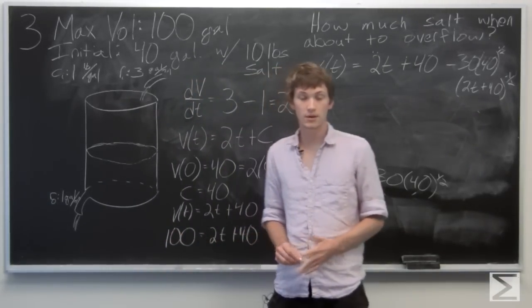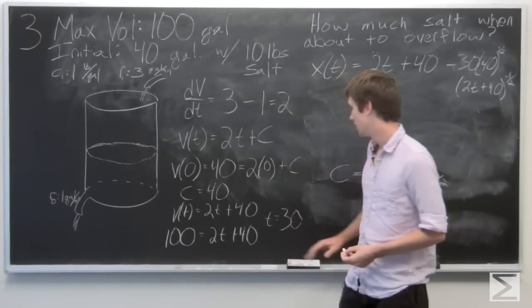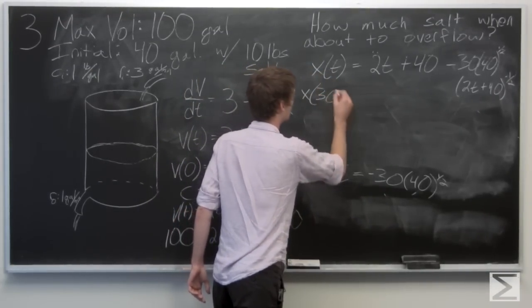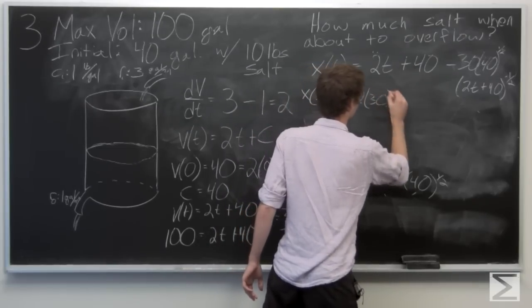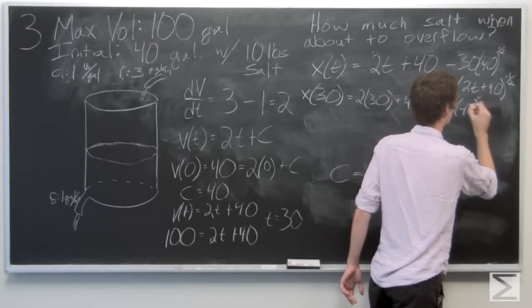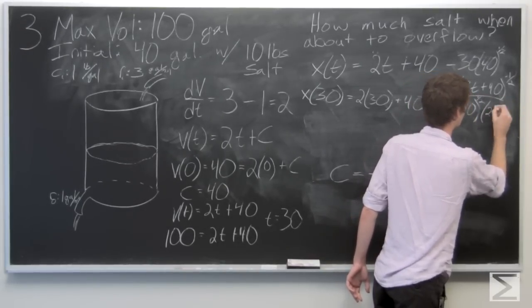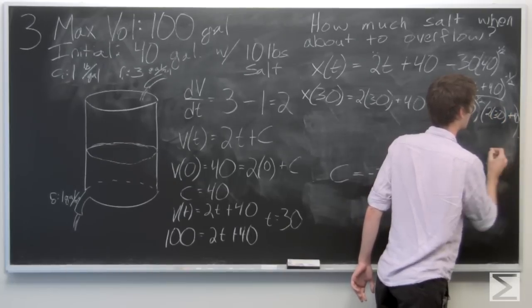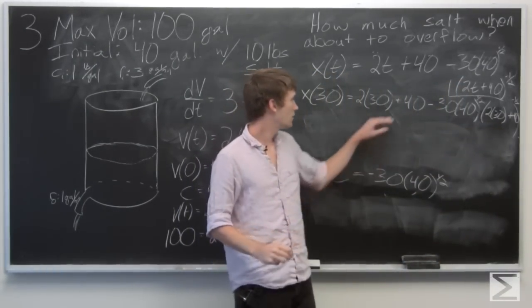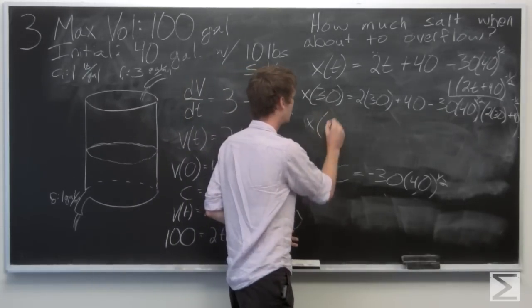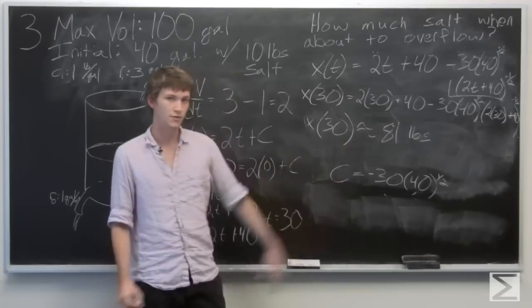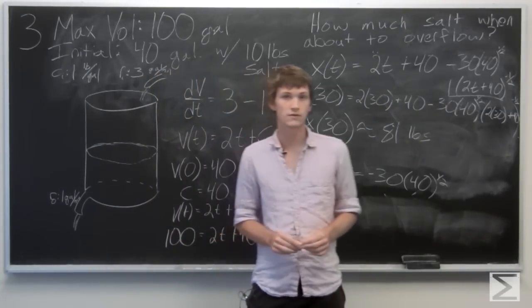Now we want to find out the amount of salt in the tank when it's about to overflow. And we already know that it's about to overflow when t equals 30. So we can just plug in t equals 30. That last part says 2 times 30 plus 40. And when we solve this out, we get that x of 30 is about 81 pounds of salt. So there will be 81 pounds of salt when the tank is about to overflow.